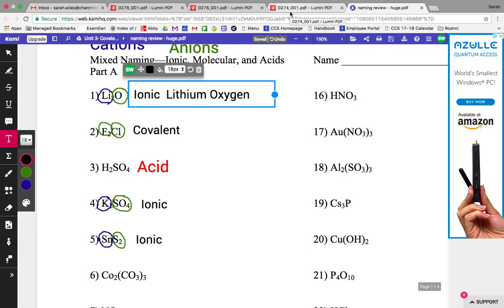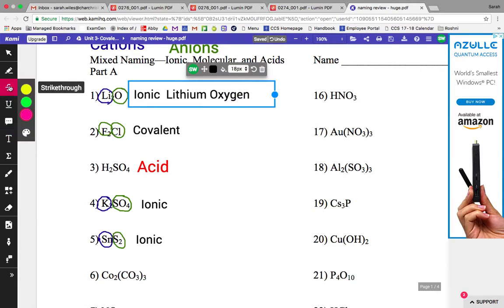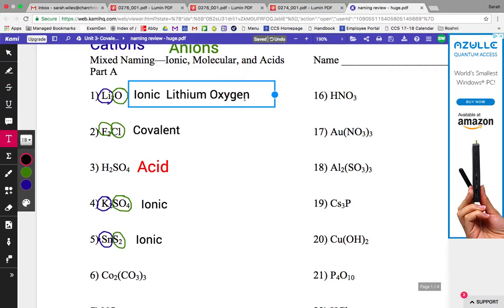Step 2, change the ending of the anion to "ide." Now there's no hard and fast rule how many letters you take off of the word. You kind of have to say it in your head until it sounds right. Like oxygenide does not sound right. Oxide, like it's oxide. So you kind of have to just keep saying it in your head until it makes sense, and then you will be good to go.